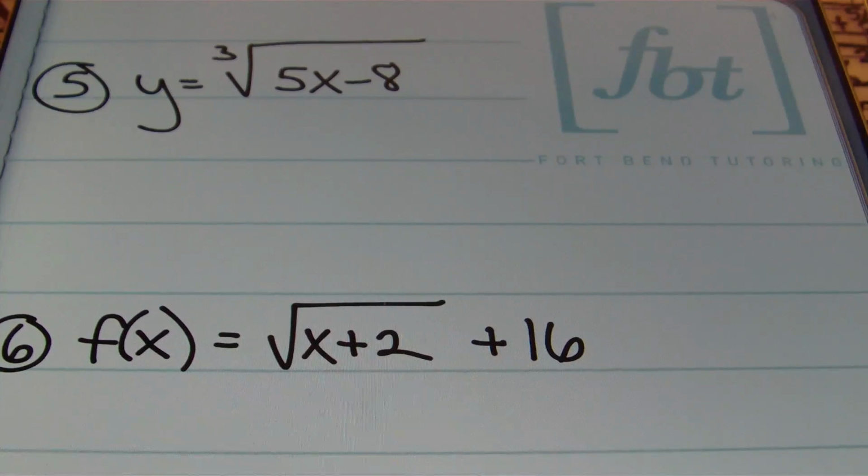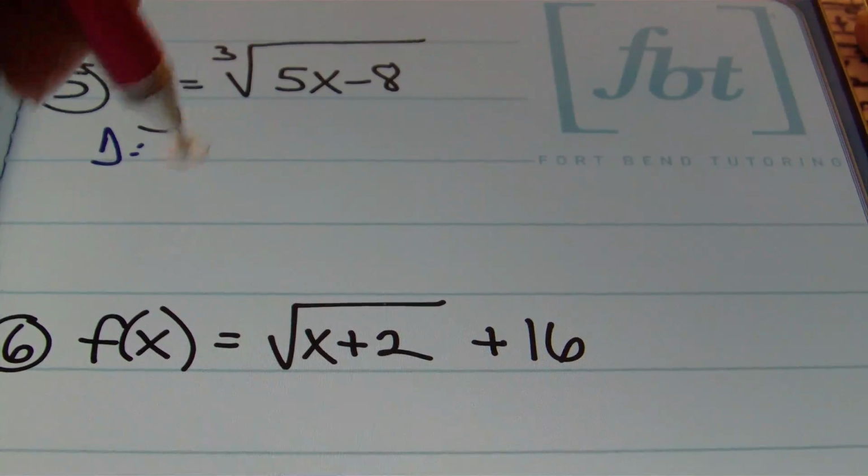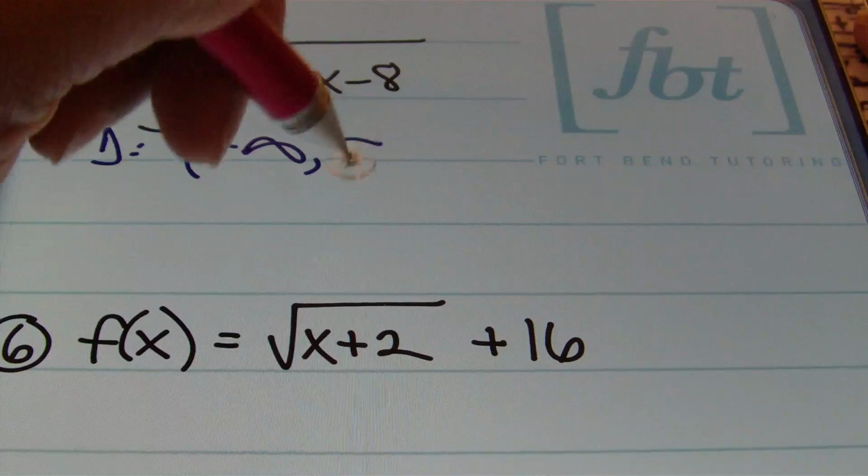It's okay to take the cube root of a negative number. There are no restrictions on this problem. So, therefore, your domain is negative infinity to positive infinity. There's nothing stopping you from plugging in any value into this function. Nothing. The domain, negative infinity to positive infinity.